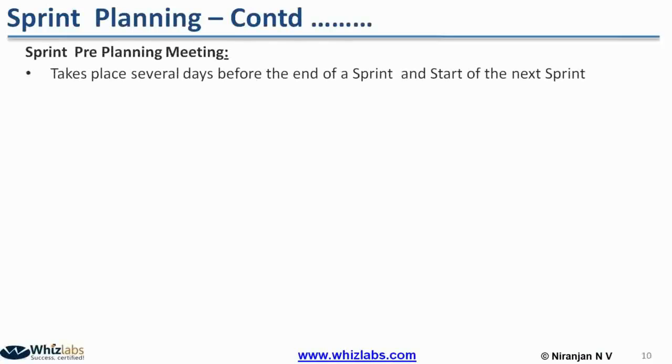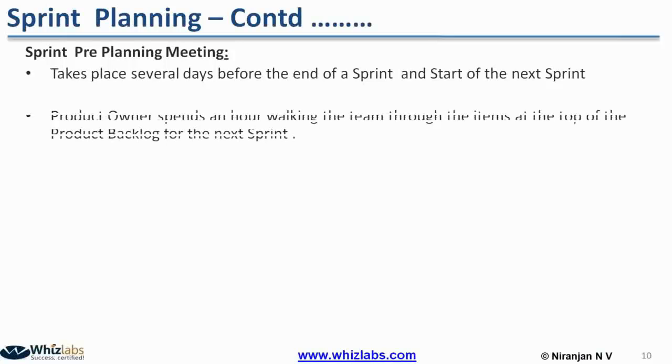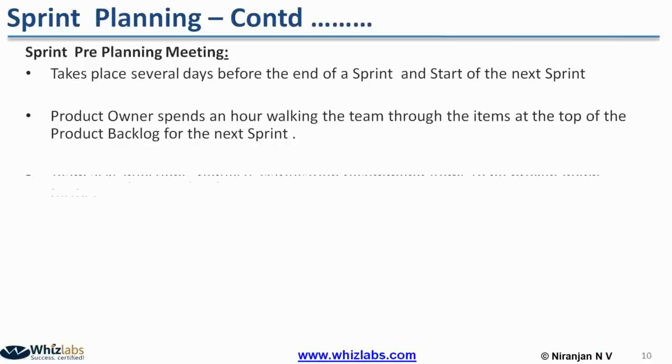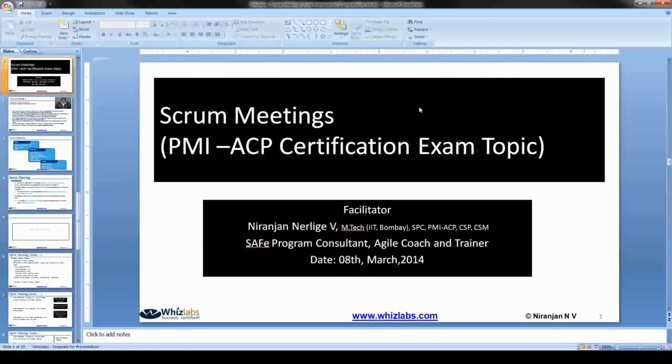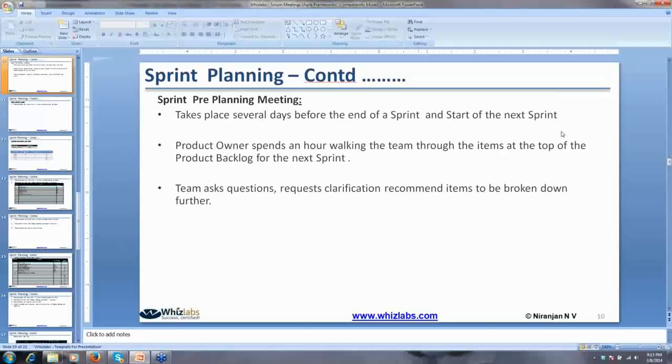Let's discuss how we conduct the pre-planning meeting. As I said, it happens a few days before the end of a sprint and the start of the next sprint. Here the product owner runs through the items and makes the entire Scrum team understand what items need to be taken. During this process, if the team has any questions or clarifications, they can ask.